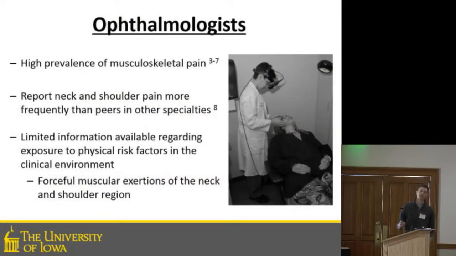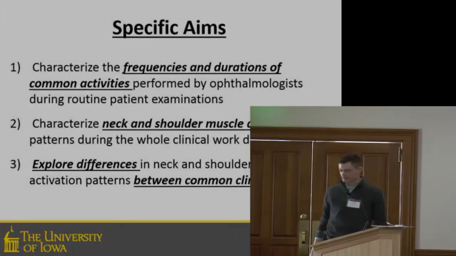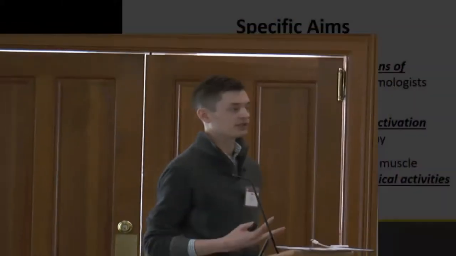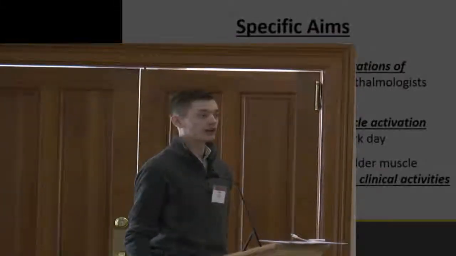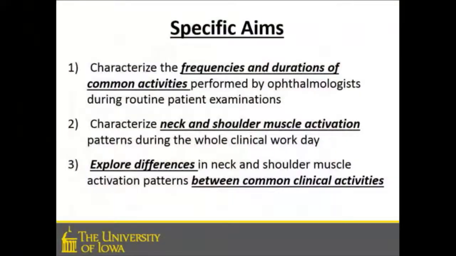And so our objectives in this study were to get into that environment and, one, characterize the frequencies and durations of some of the tasks that ophthalmologists are commonly performing, two, characterize the neck and shoulder muscle activation patterns using surface electromyography, particularly of the neck and the shoulder region, and then explore differences between these common clinical activities based on these exposure metrics.